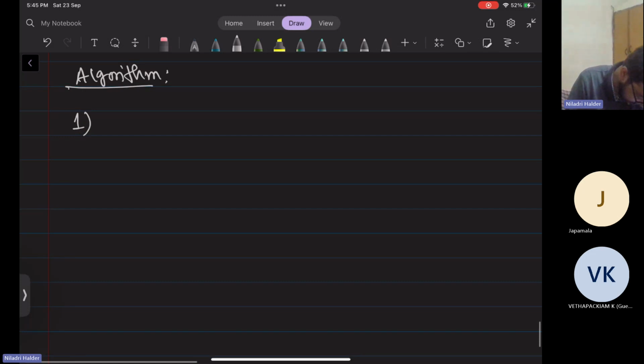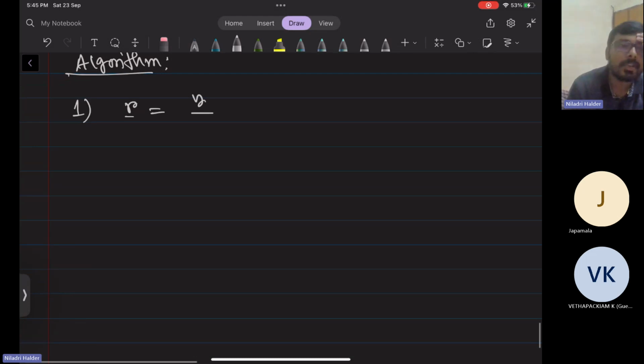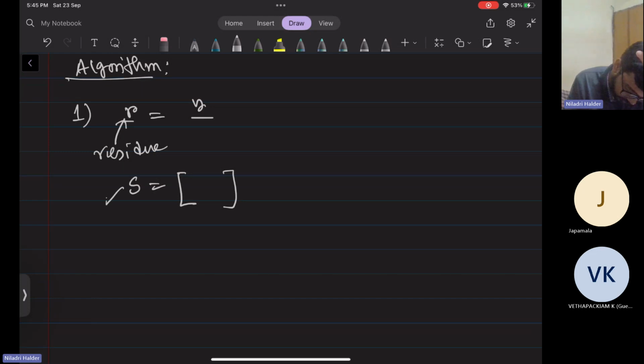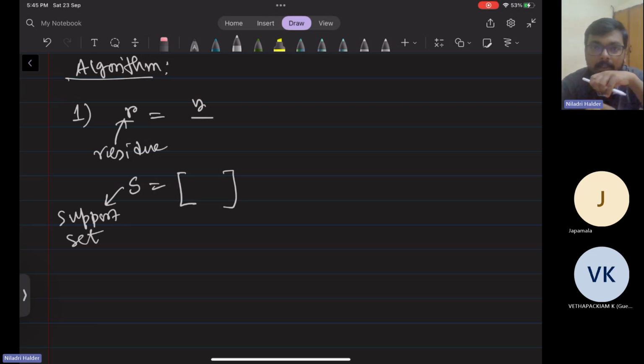So the algorithm is that R is the residue. First we will introduce one variable, R, called the residue. The residue will be the same as y. Then there is one set, the support set. Support set means that it will contain, one second.